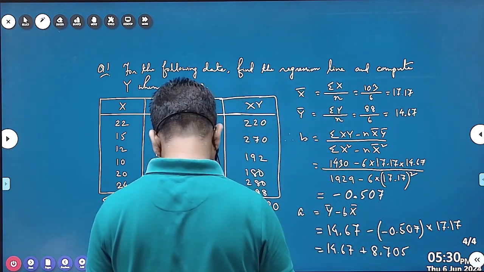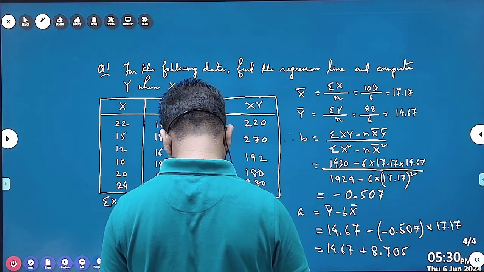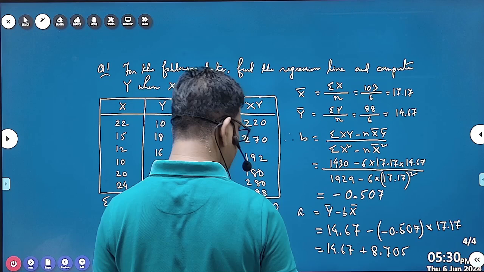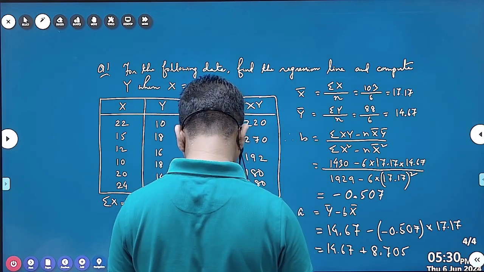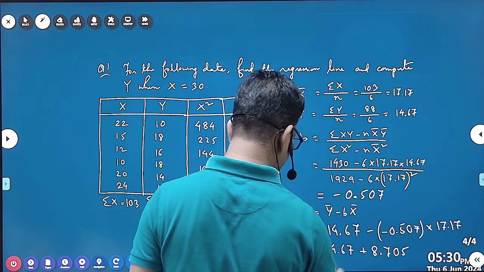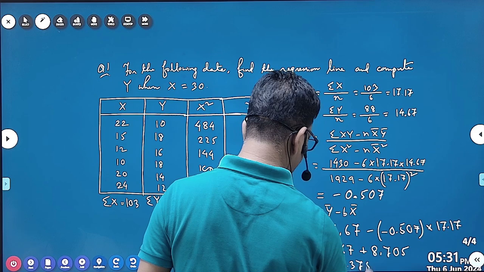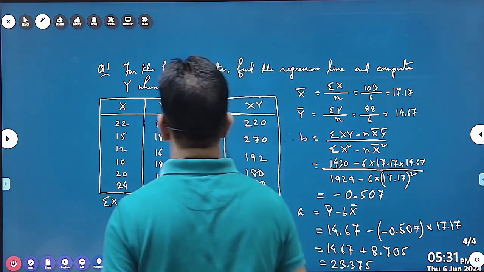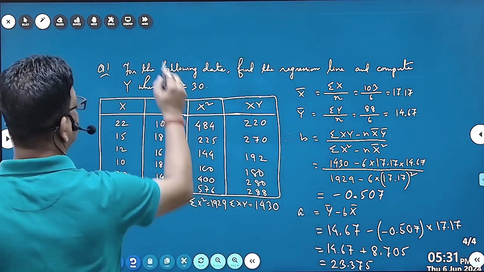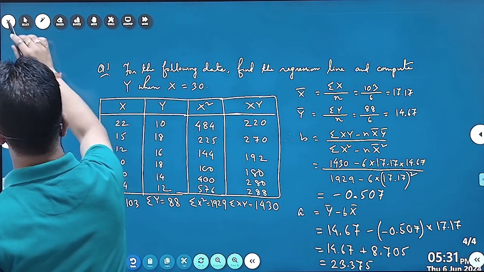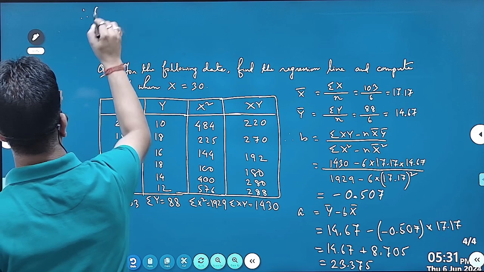And now with this 8.705, if you add it to 14.67, yes, 23.375. Done now? Okay. Therefore, I don't have space, I'm just writing here. Therefore, the question is find a regression line.